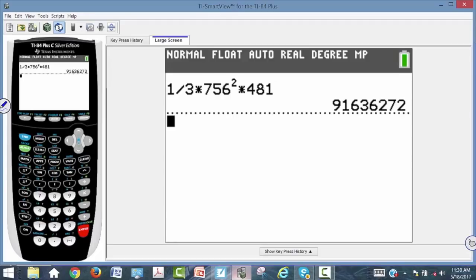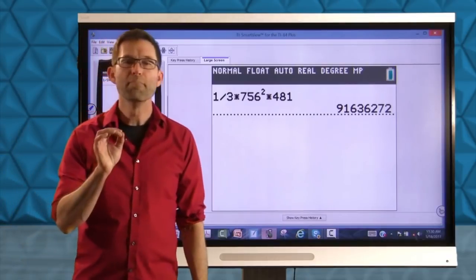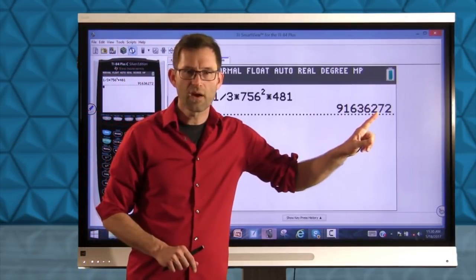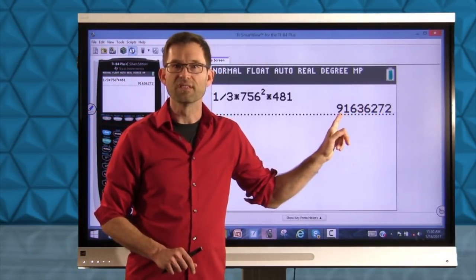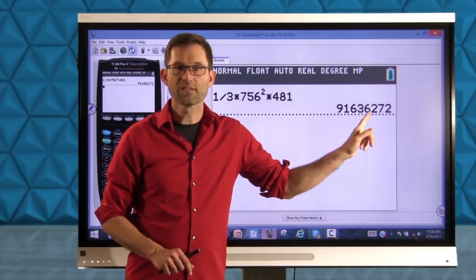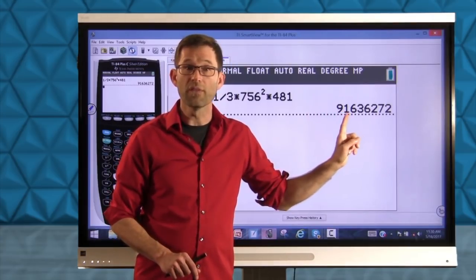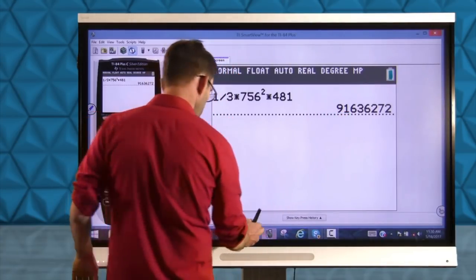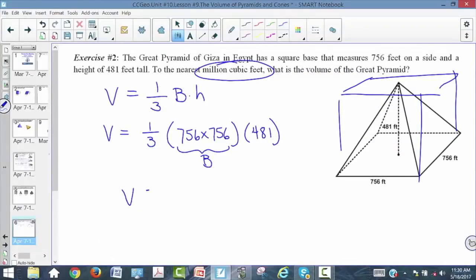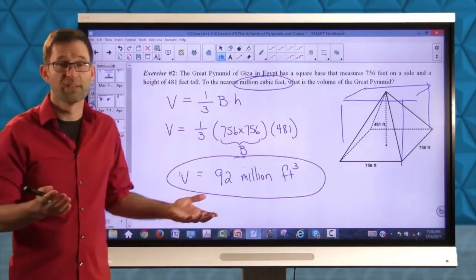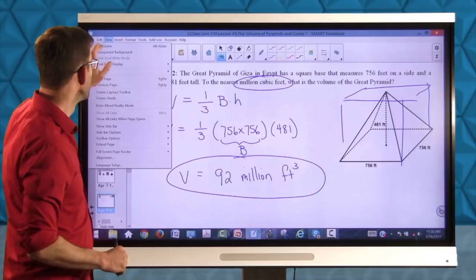Oh, wow, huge. Remember, we're talking about to the nearest million cubic feet, which kind of makes sense given the kind of errors that would come up here. You'd have to look at this carefully, but think about where you'd put the commas. This is 91,636,272 cubic feet. So to the nearest million cubic feet, this would actually be 92 million cubic feet. That's it. All right, take a look, and we'll move on and do another one.